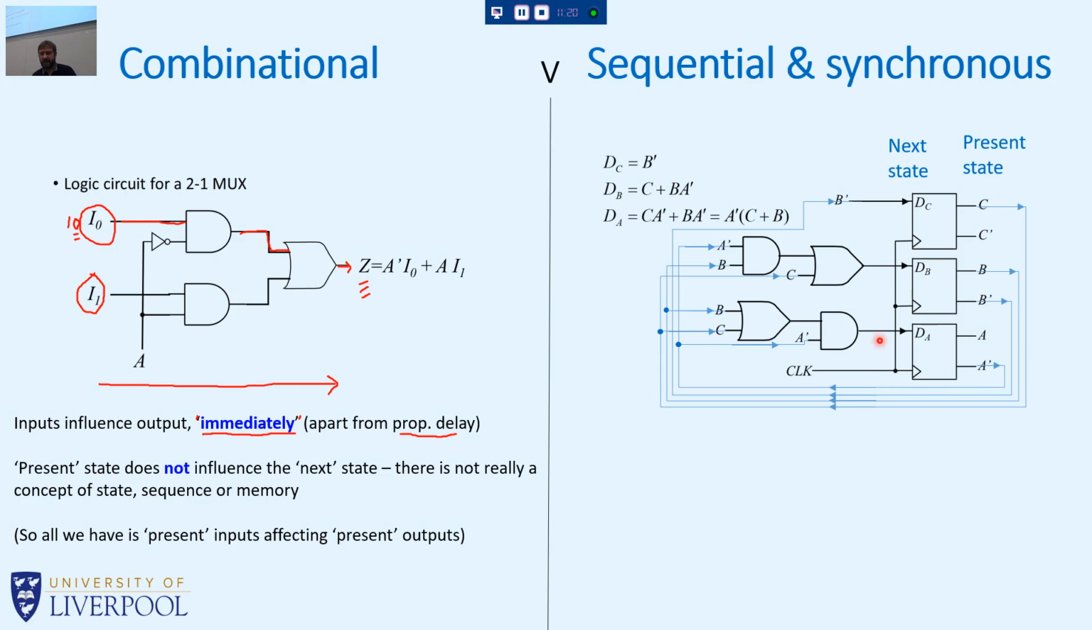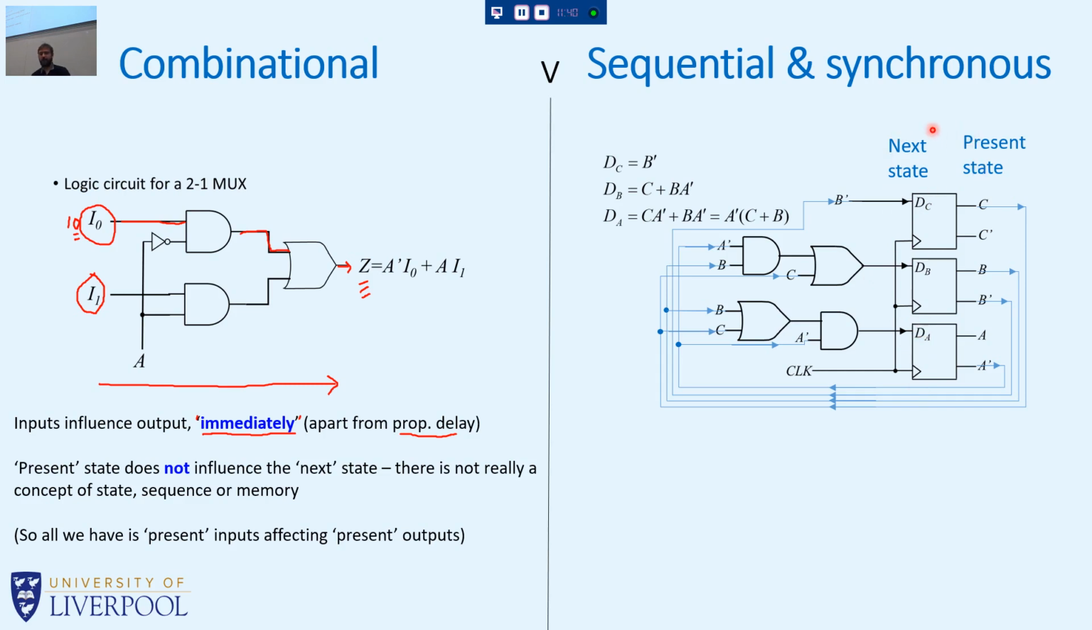But the next state, when we're dealing with D-type flip-flops, is simply, what is the data input waiting to be loaded onto each flip-flop? So we call it D subscript C, if it's the data input for C, right? D subscript B and D subscript A. These are waiting to be loaded, okay? So these are known as the next state.